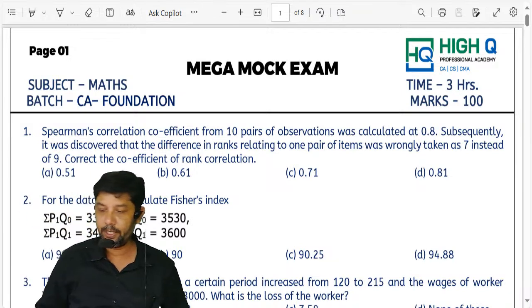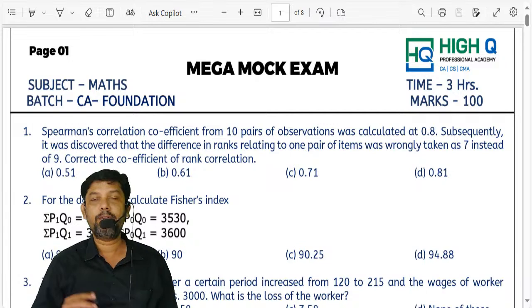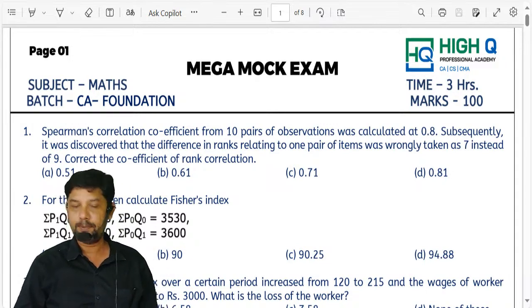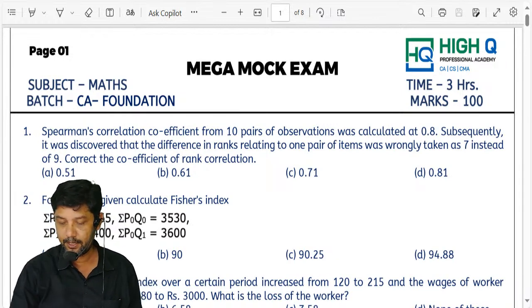Now, today we are going to solve one paper which is like today's paper. There is a mistake. It is not a 3 hours paper, it is actually a 2 hours paper.